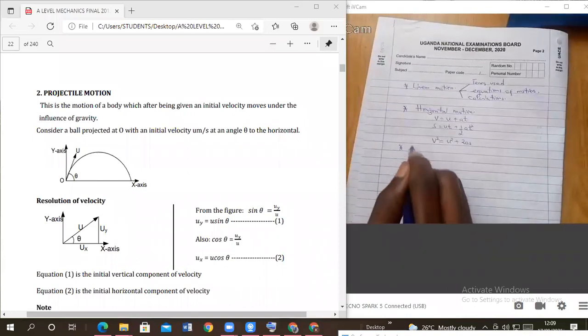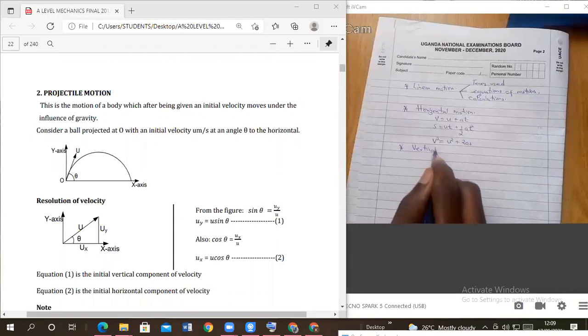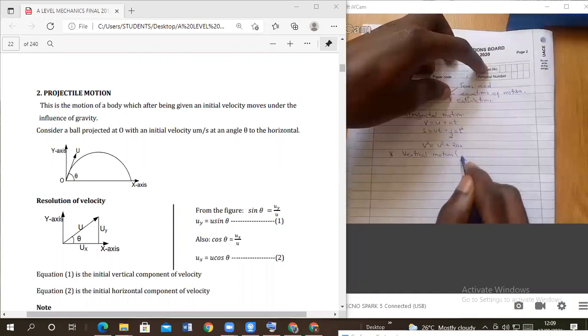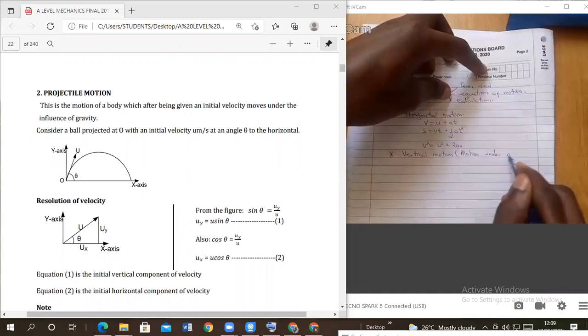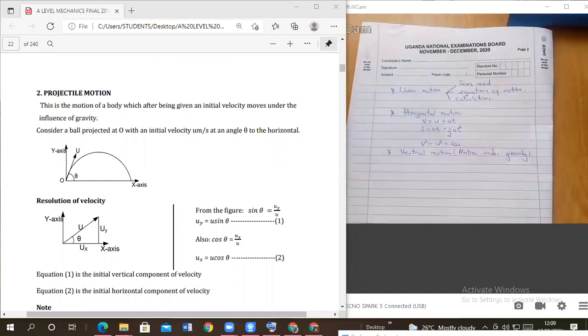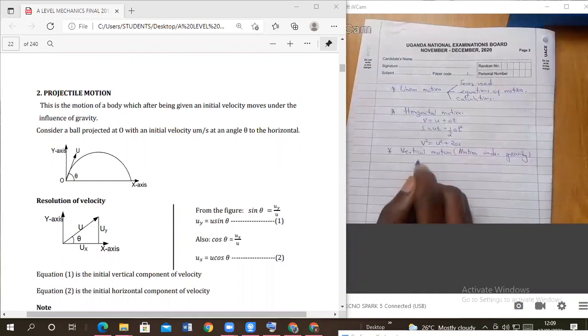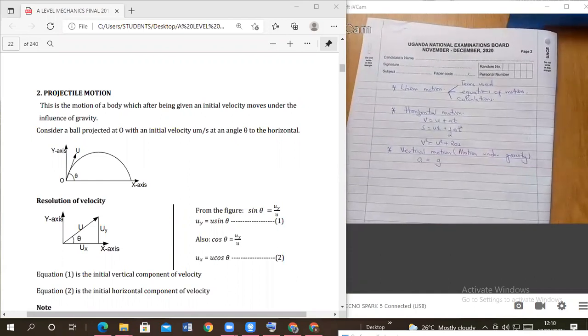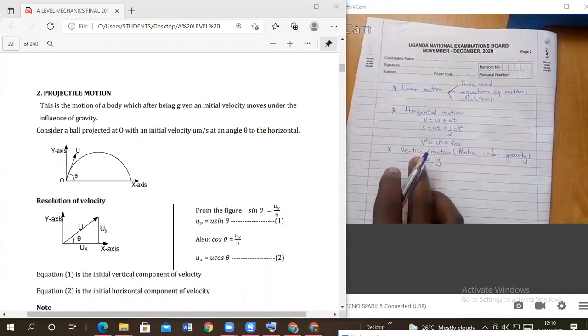Then when you come to vertical motion, which some refer to as motion under gravity, this time the acceleration will change to acceleration due to gravity. Then vertical motion is again divided into two.